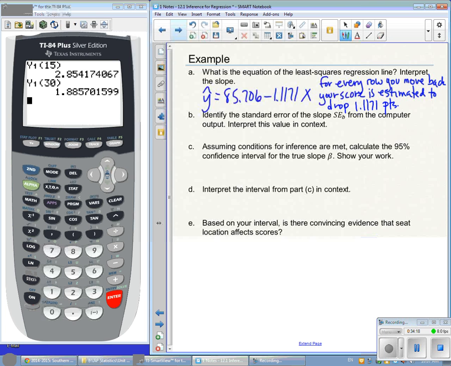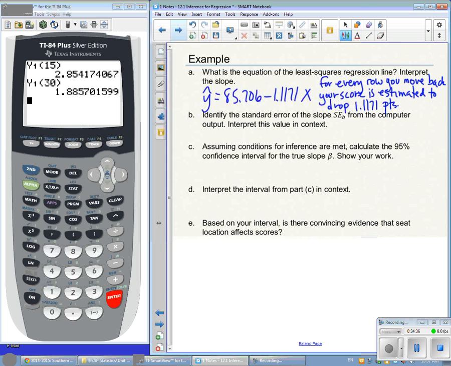Okay, so remember, when you're interpreting the slope, it says x increases by 1, the y value is either increasing or decreasing by the value of the slope. And then you want to make sure that you actually are using the correct variables in the problem, and making sure you're using the context.